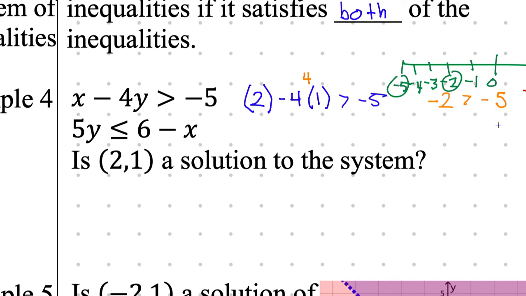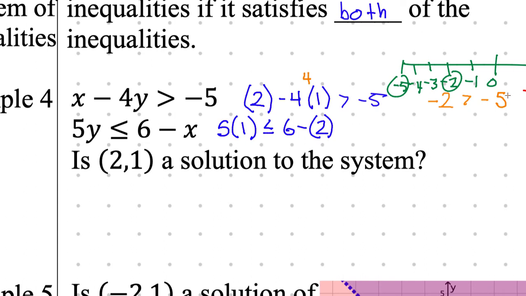All right, so another quiet raised hand. How do I plug in the 0.21 into our new inequality? Larissa. You would do 5 times 1 in parentheses is less than or equal to 6 minus 2. And yeah, it should be less than or equal to, but I think you got it.